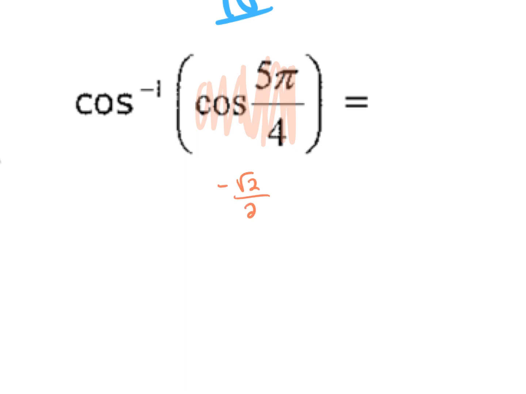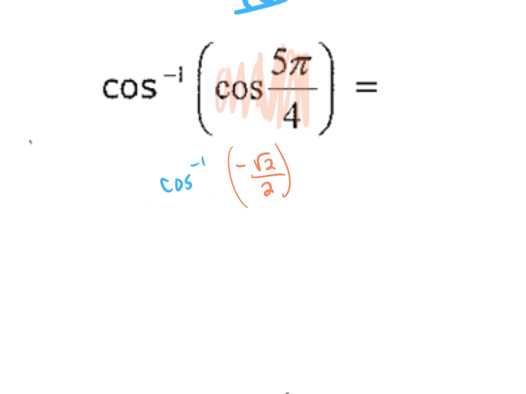Excellent. Negative square root of 2 over 2. Good. And now we are supposed to do the inverse cosine of that negative number. We have to jump quadrants, don't we? Because to find the inverse cosine of something negative, we need to be in quadrant 2. And so if we go into quadrant 2 and we look for where the cosine value is negative root 2 over 2, you find that the answer is 3 pi over 4.